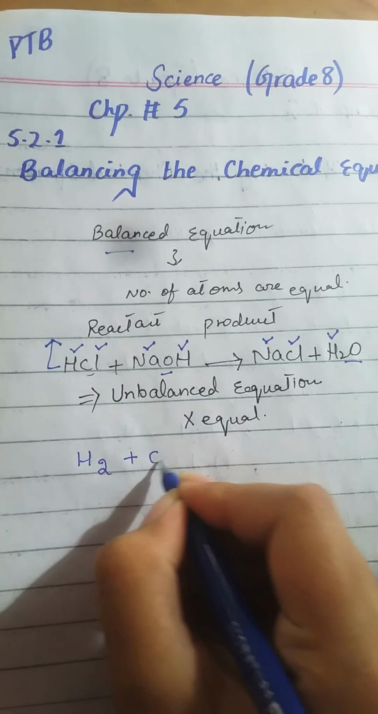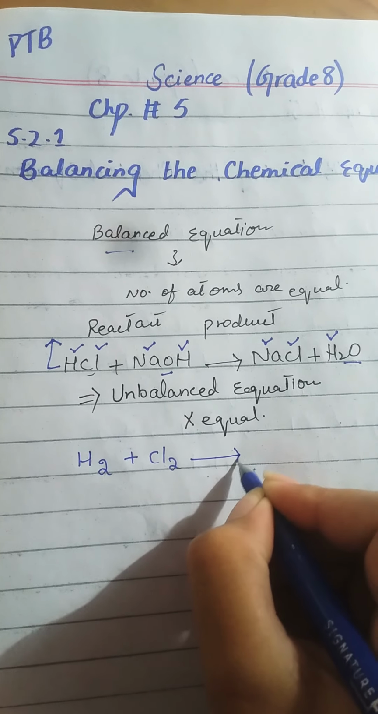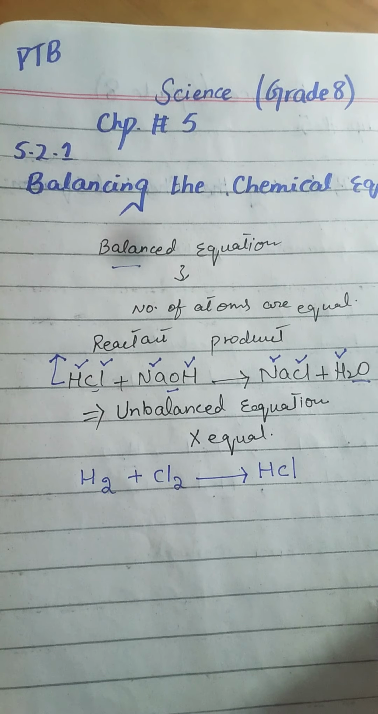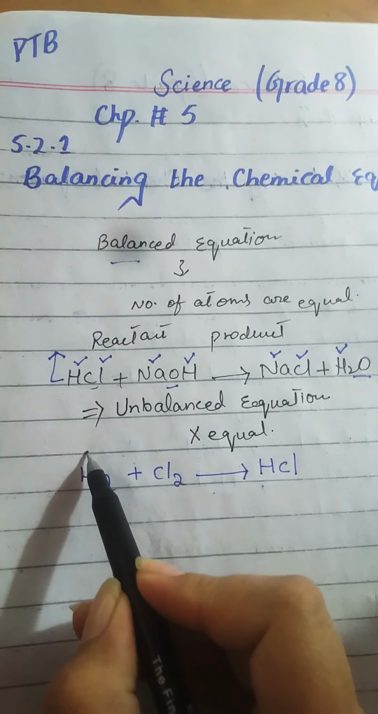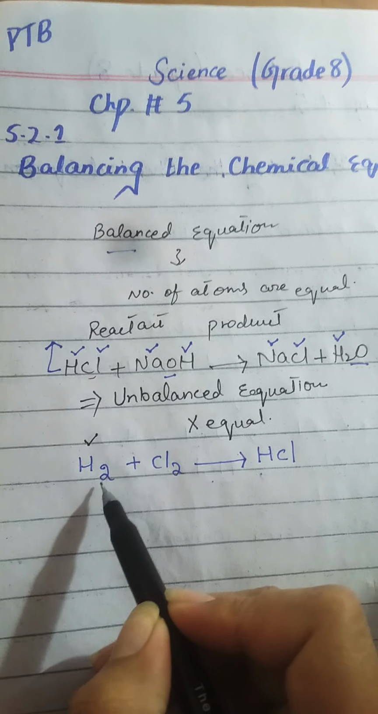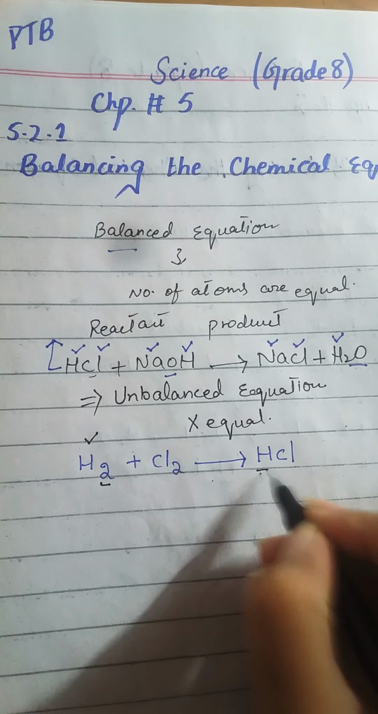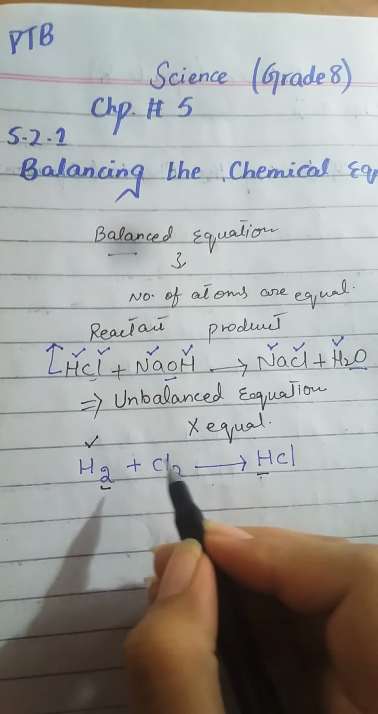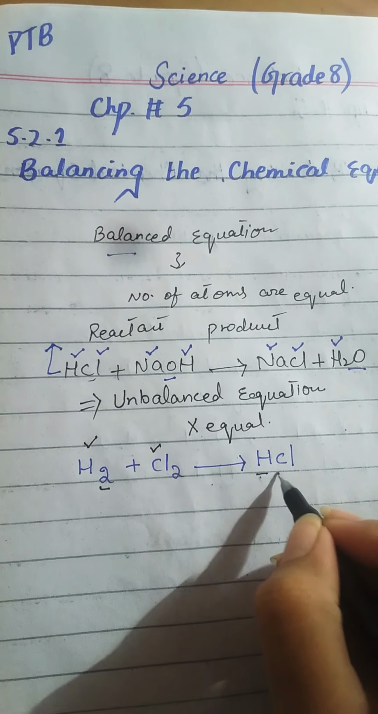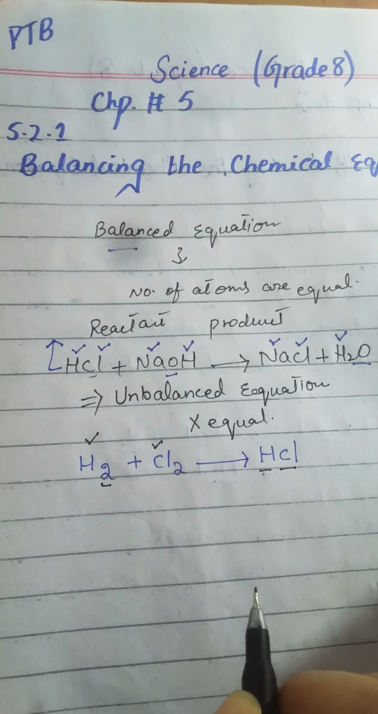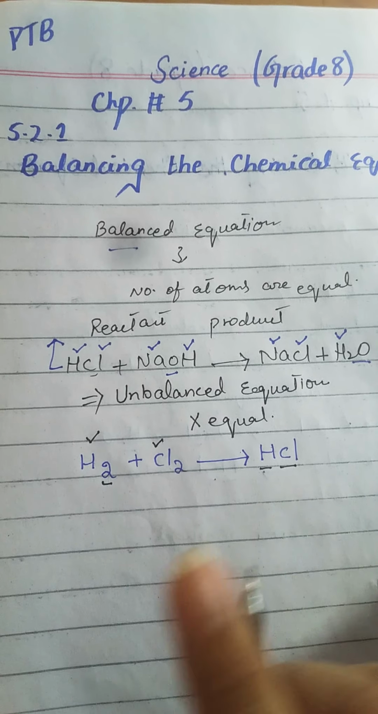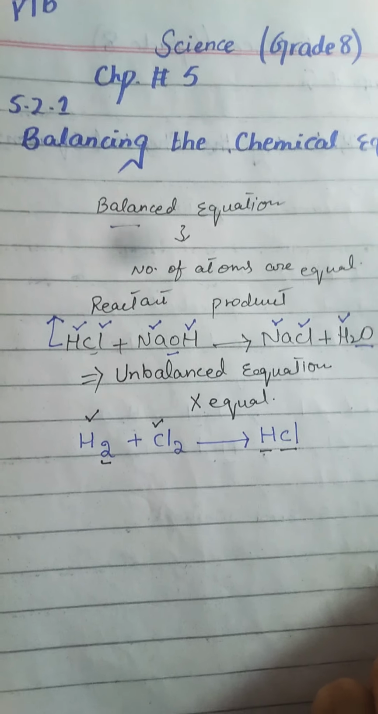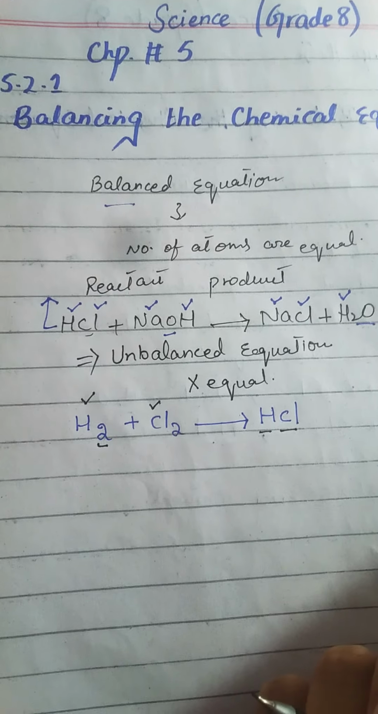Hydrogen reacting with chlorine and forming hydrogen chloride. In this equation, in the reactant side I have two hydrogen atoms, whereas in the product side I have only one hydrogen atom. In the reactant side I have two chlorine atoms, and in the product side I have only one chlorine atom. It means that this equation is not balanced. That type of equations are called unbalanced equations.